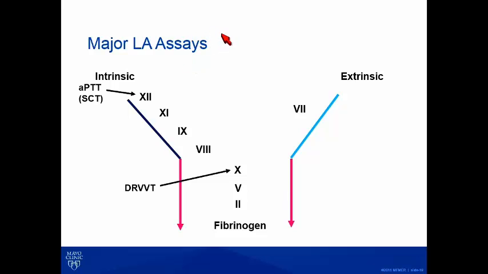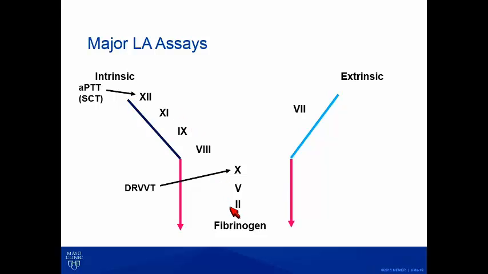So just back to our coagulation cascade and lupus anticoagulant assays, where do they hit? So your APTT obviously starts at the top of the intrinsic cascade. Your silica clotting time, SCT, in brackets, is similar. It's an intrinsic-based test, basically based on the APTT, but using a silica activator. And so, in contrast, your DRVVT is an activator of factor 10 and looks at the common pathway.